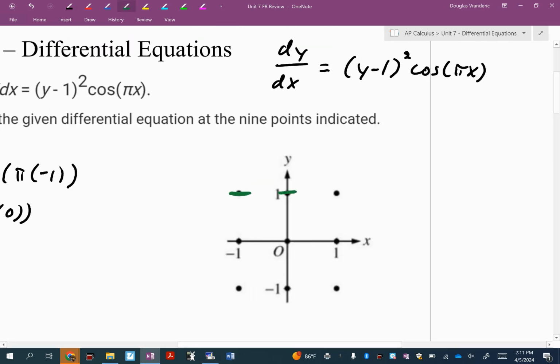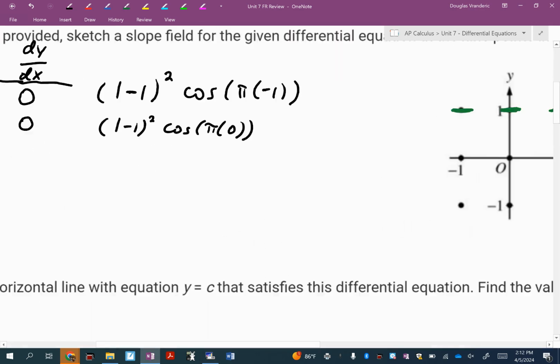Because even though I haven't plugged it in, what's going to happen at the point 1, 1? It's also going to have the same slope. If you don't see that, is it a big deal to plug that one in? No, take the extra 10 seconds and plug it in. Can we just focus? This is the stuff that we should be getting. All right, so we're moving to -1, 0.